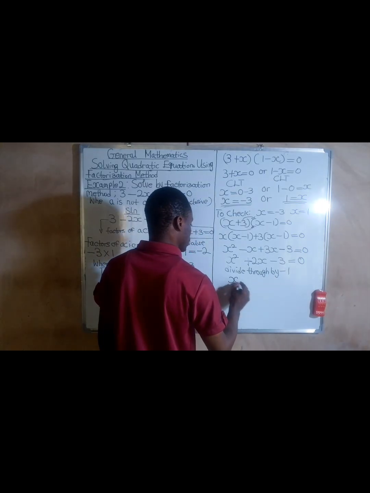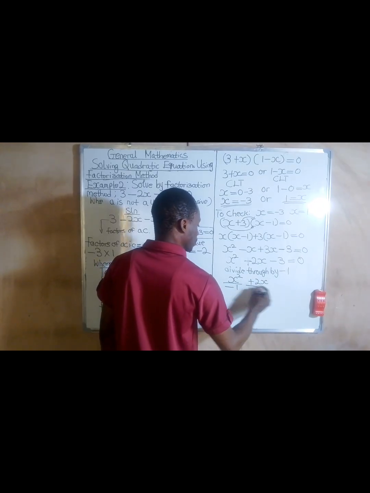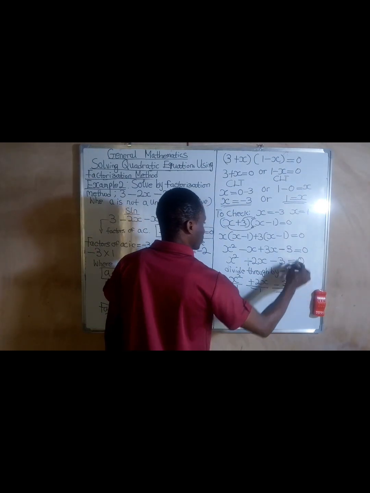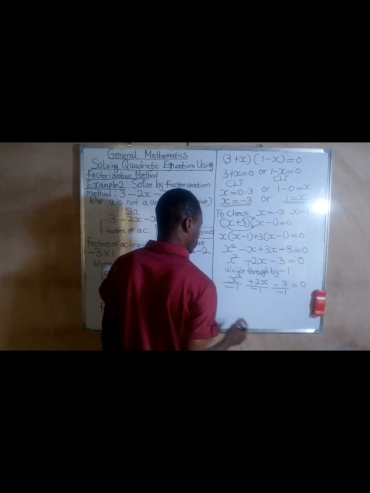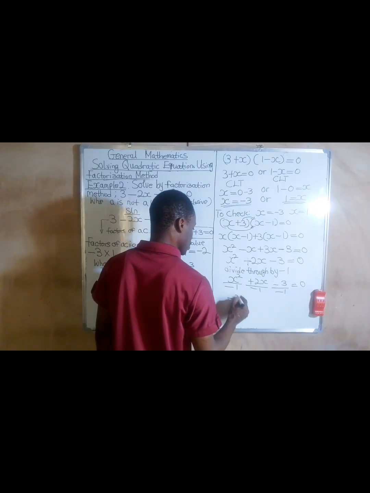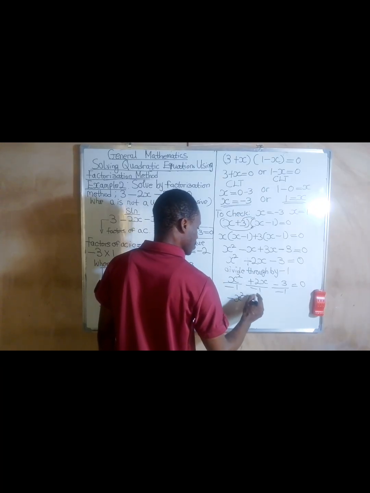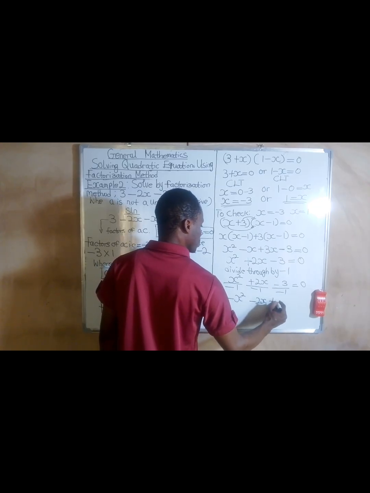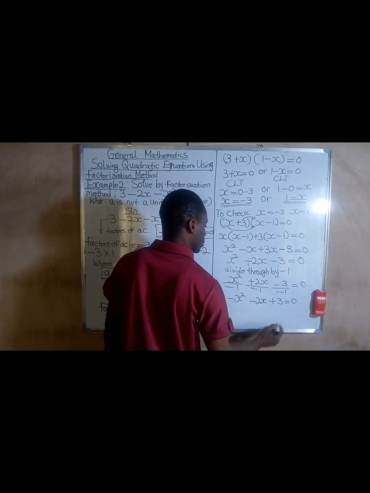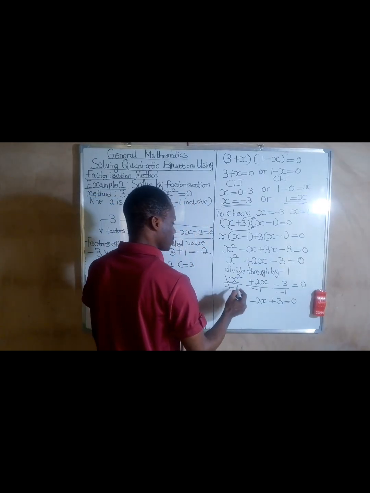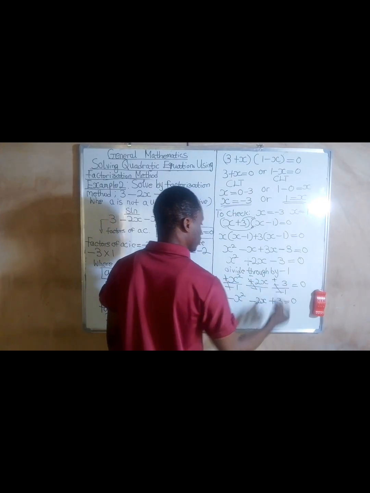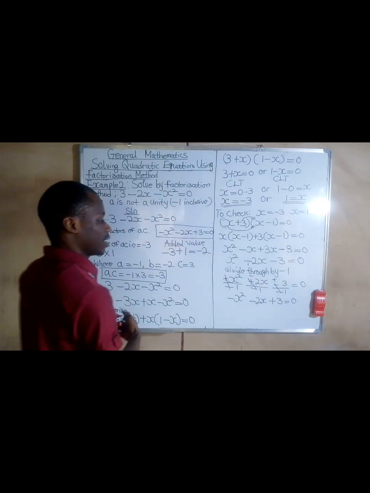So x squared divided by minus 1, plus 2x divided by minus 1, minus 3 divided by minus 1. 0 divided by minus 1 will still be 0. So this should be minus x squared, this one should be minus 2x, and minus divided by minus gives positive 3, equal to what? 0. So you have to understand mathematics very well. Seriously, it is very important. So here minus divided by minus is plus, so this is what you'll be having as your answer.